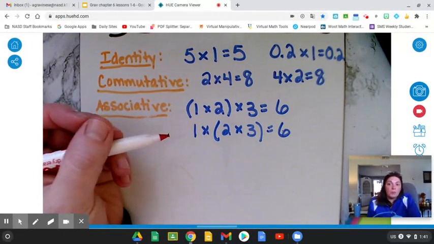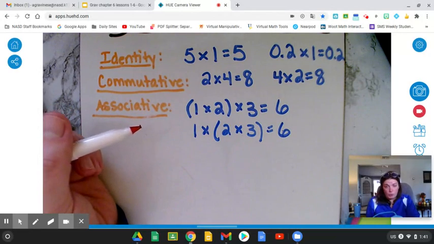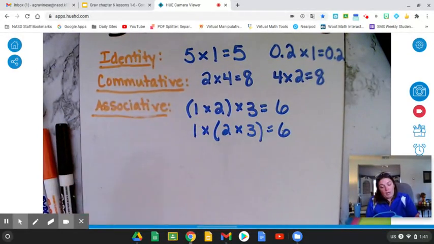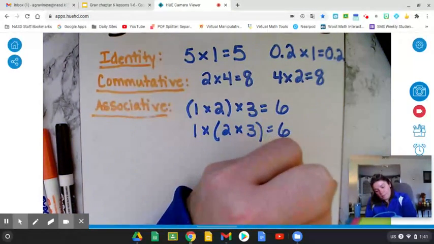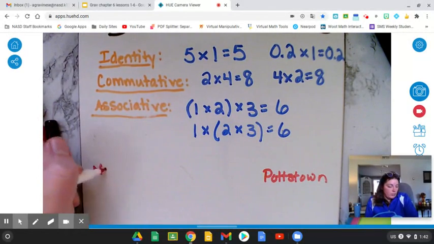When you drive somewhere, that's called a commute. So I live in Pottstown and I work in Norristown.